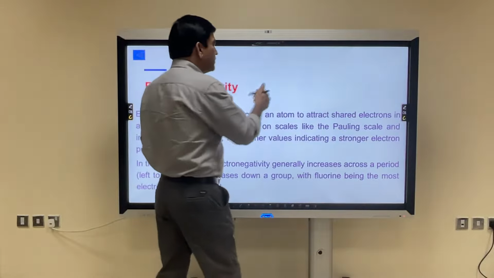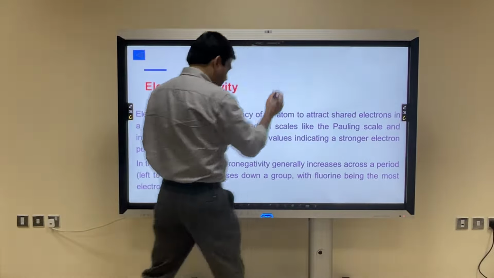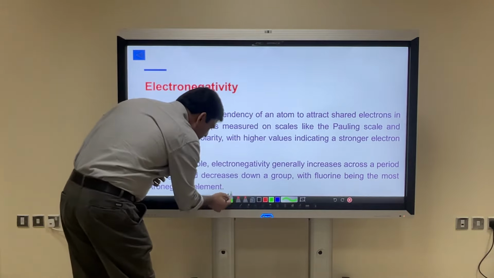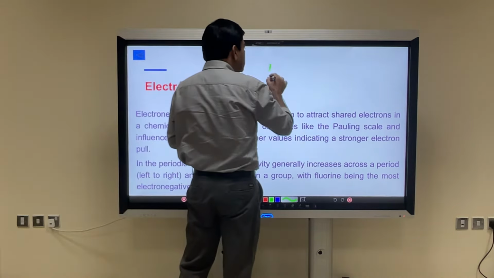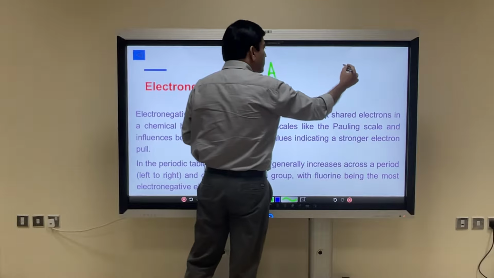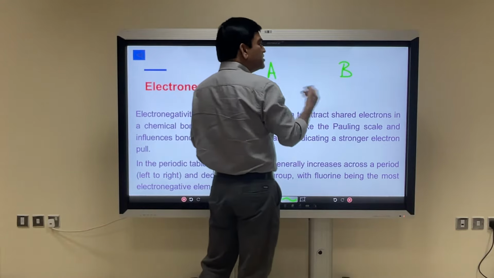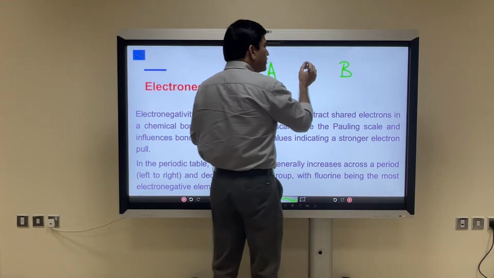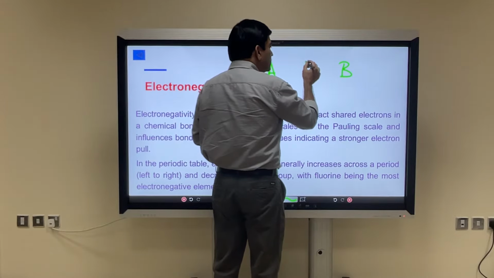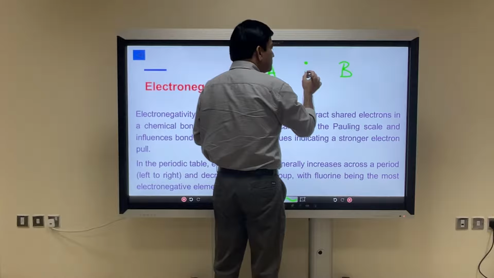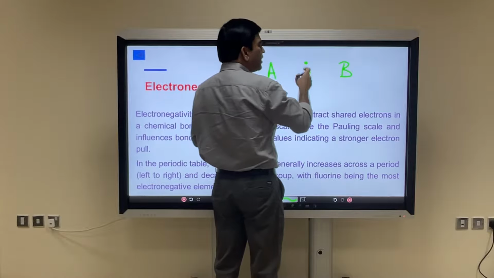Now you can see it over here. You have A over here and you have B over here. Both of them have a deficiency of electrons. So what they do is share one electron from A and one electron from B. They are sharing electrons over here.